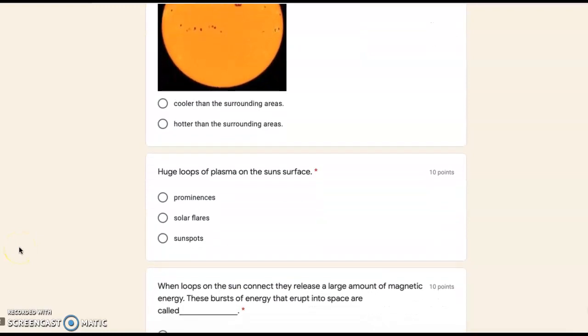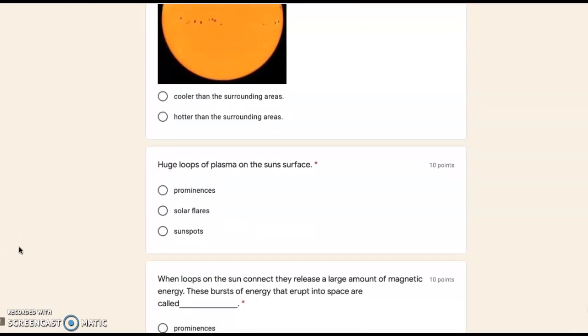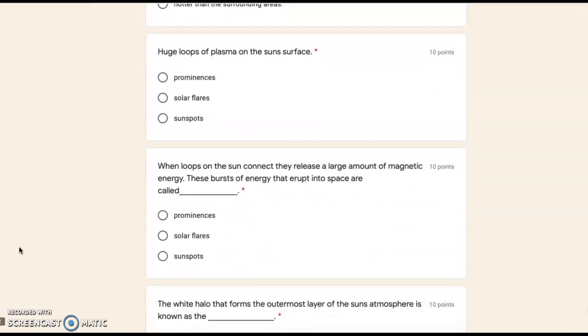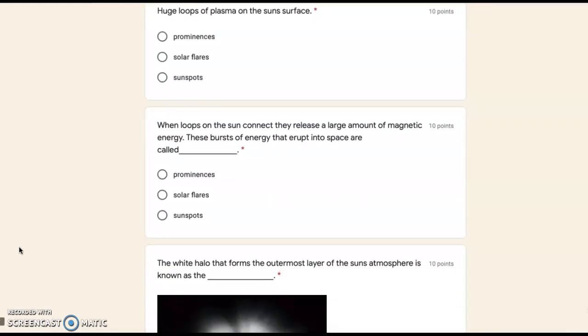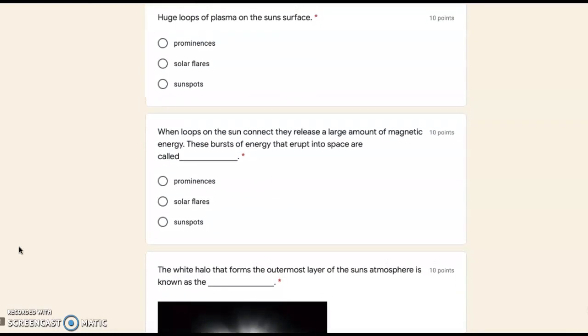Number 7. Huge loops of plasma on the sun's surface are prominences, solar flares, or sunspots. Number 8. When loops on the sun connect, they release a large amount of magnetic energy. These bursts of energy that erupt into space are called prominences, solar flares, or sunspots.